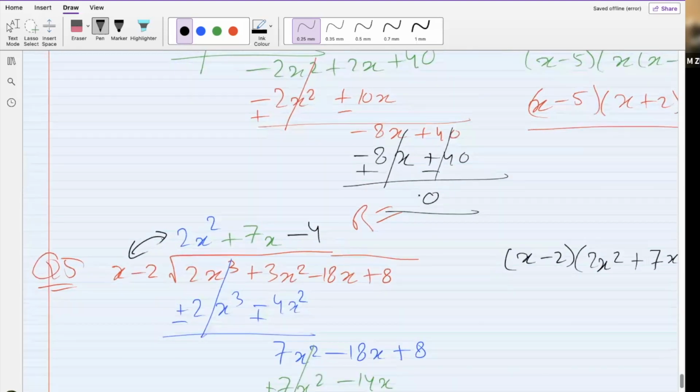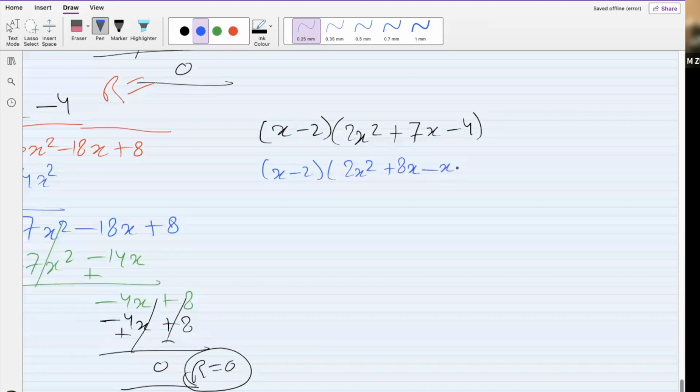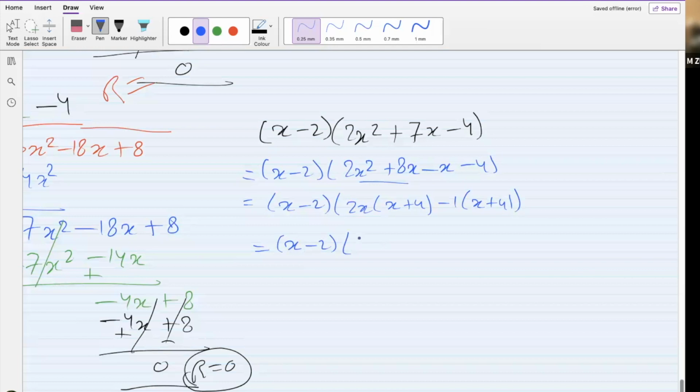To factorize completely, we go for midterm breaking. 2 into 4 is 8 and 8 minus 1 is 7. So 2x square plus 8x minus x minus 4. We take out 2x as common, left with x plus 4. Take out minus 1 as common, again x plus 4. So x minus 2 times x plus 4 times 2x minus 1.